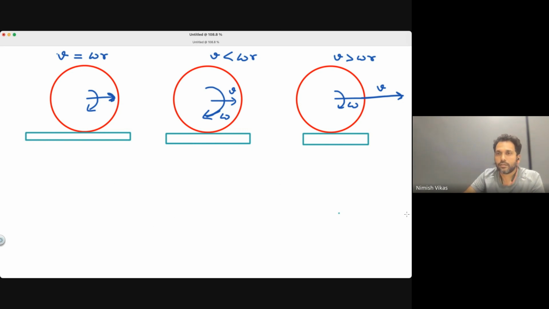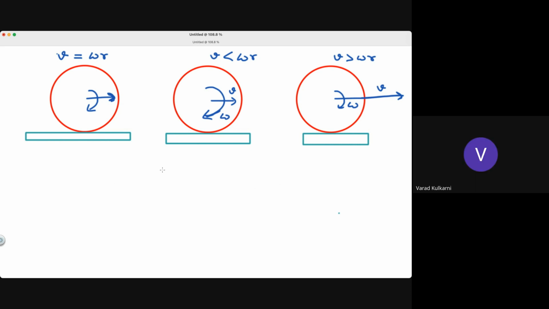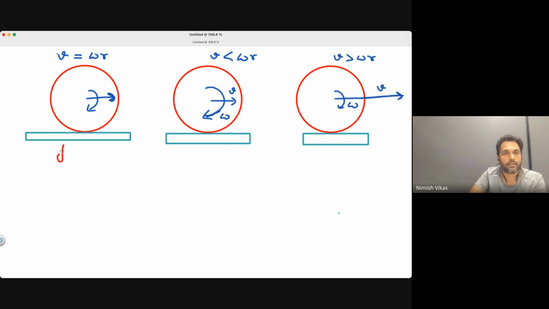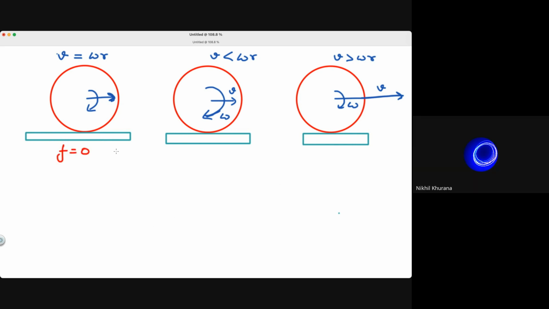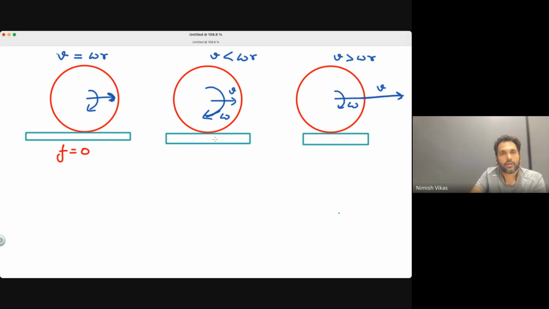Fast, fast, fast. I'm not seeing any hands at all. You tell me your name. Bharat says there is no friction. Is he right? Yes, sir. Why is he right? Because the job was to achieve pure rolling, and it is already pure rolling.